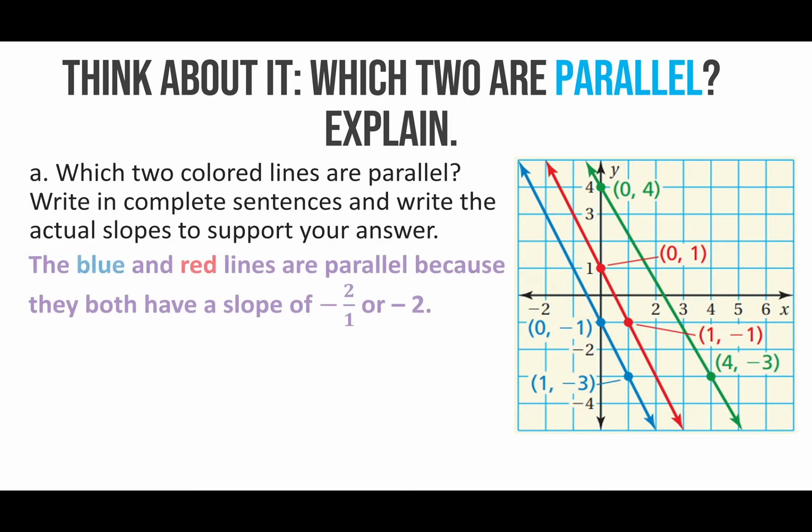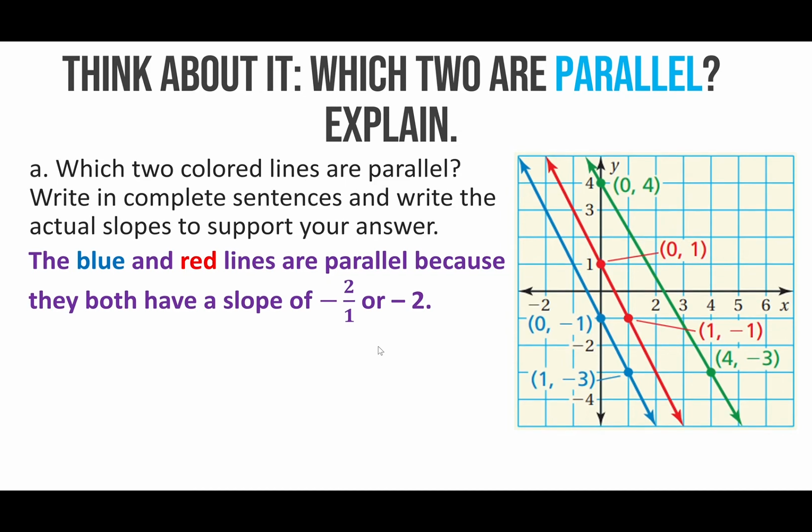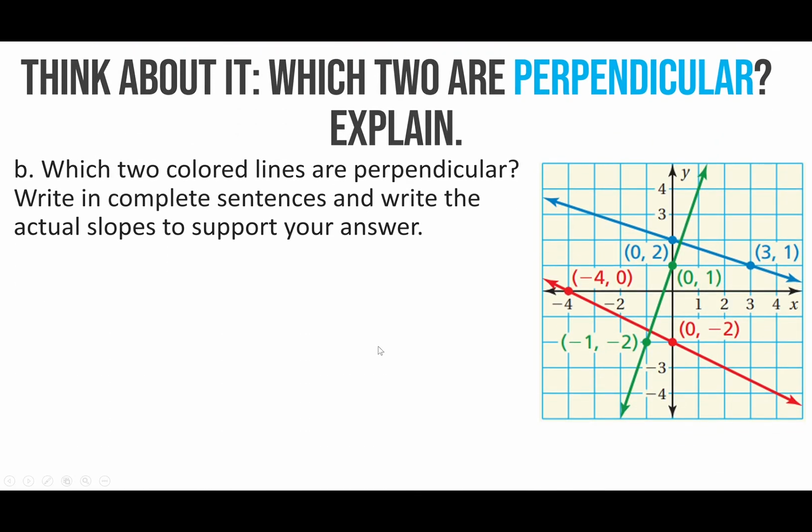The answer is the blue and red. Why? Because the blue and red lines have a slope of negative 2 over 1. See, look, negative 2 over 1. Over here, the red one, negative 2 over 1. So you can say because they have the same slopes, they are parallel. And then final question. Here we go.